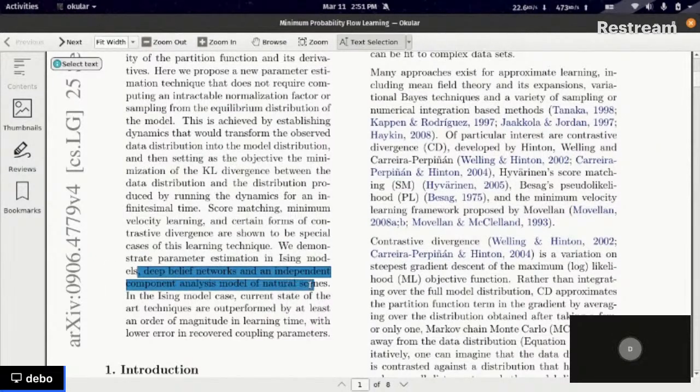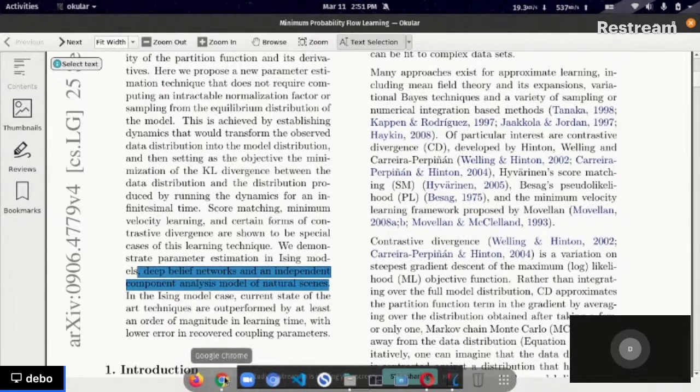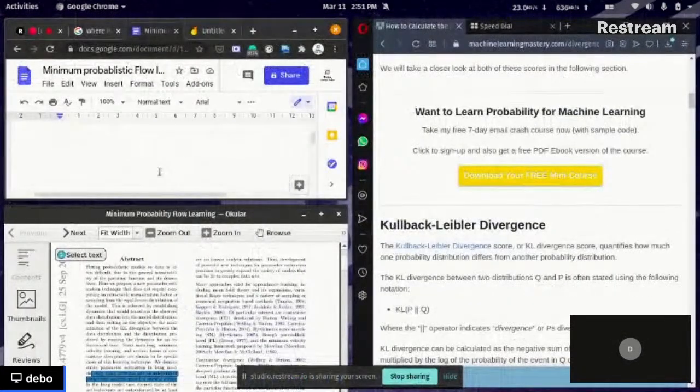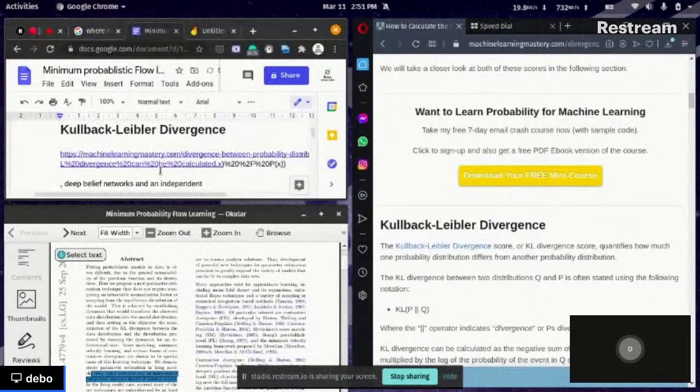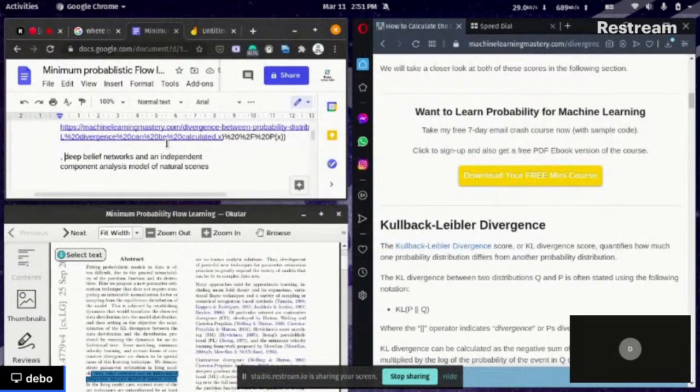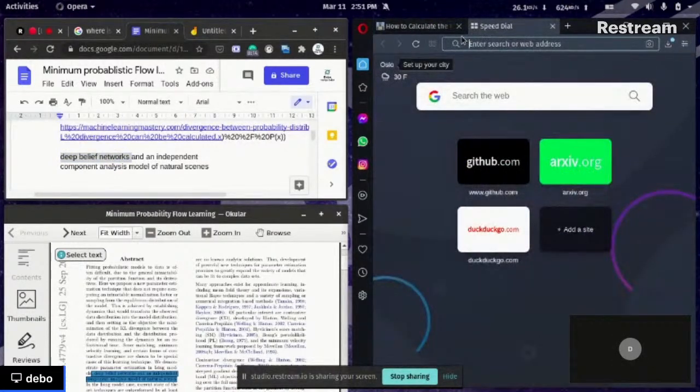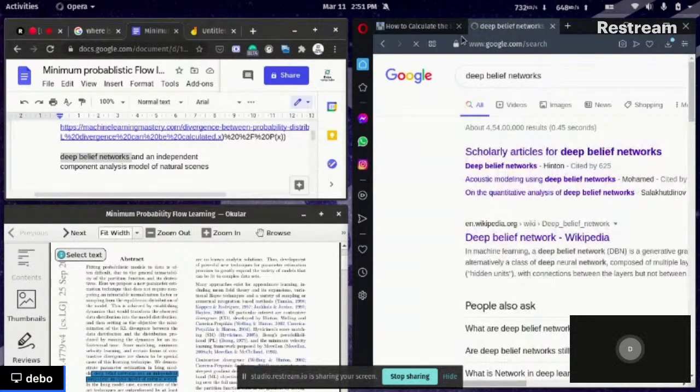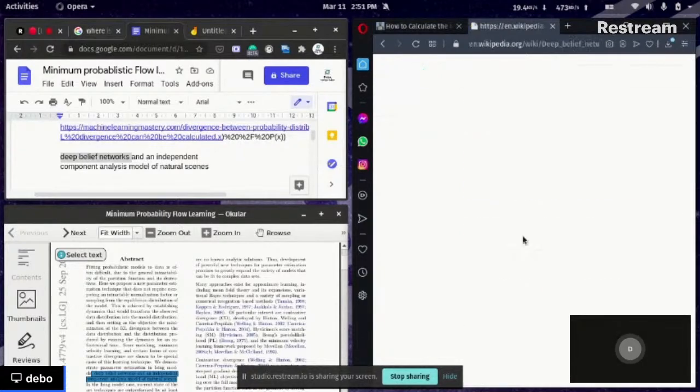I don't know what these are, but I will try to see by searching what they are. So I copy this and paste it here because I don't understand it. This term is unknown to me, but I try to understand. Okay, now it's a deep belief network.